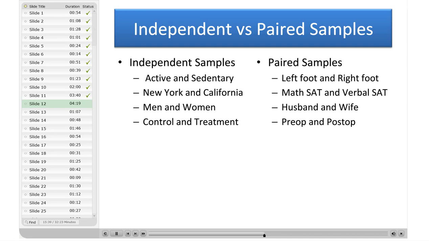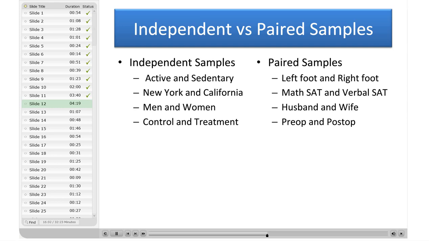You have paired samples if there's a natural pairing between the elements in one sample and the members of the other sample. For example, let's say you just had a whole bunch of people and you measured the length of their left foot and the length of their right foot. Then all of the numbers that you get for the left feet would be one sample, and all the numbers that you get for the right feet would be another sample.